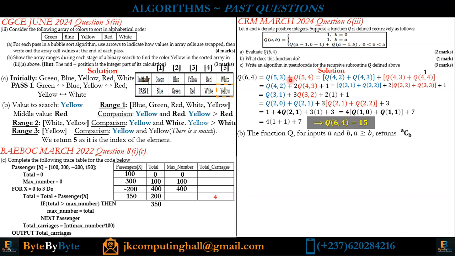If this was your answer, then you are right. The function cure for input A and B, where A is greater than or equal to B, as stipulated here, because this stipulated A should be greater than B, and here B can be equal to A. That's why I have this A greater than or equal to B. It returns A combination B. Now you ask yourself, how is it going to know all these different ones?